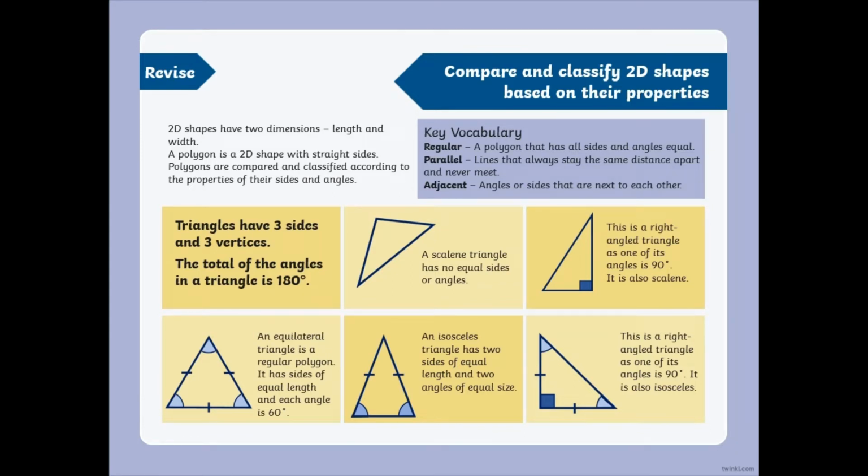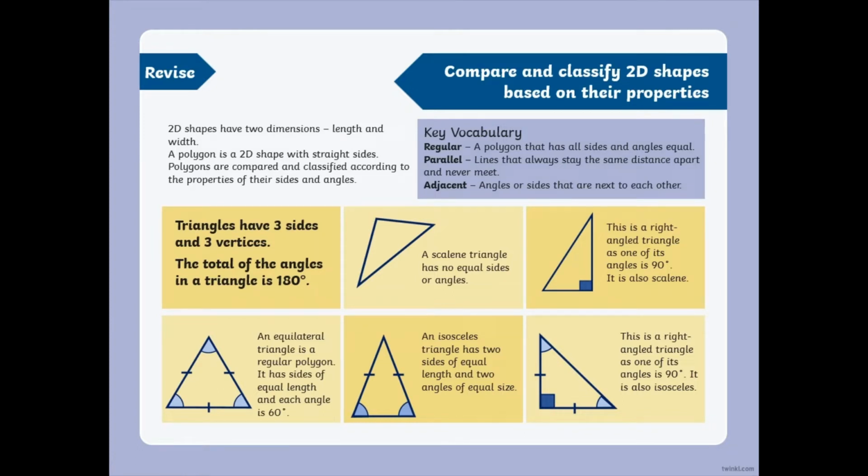Now, a polygon is a 2D shape with straight sides. Polygons are compared and classified according to the properties of their sides and their angles. So remember, a polygon is a 2D shape with straight sides. And some more key vocabulary here, because you might need these to explain some of your shapes today. Regular, that is a polygon where all sides and angles are equal.